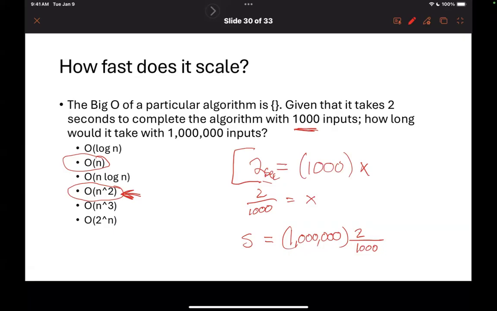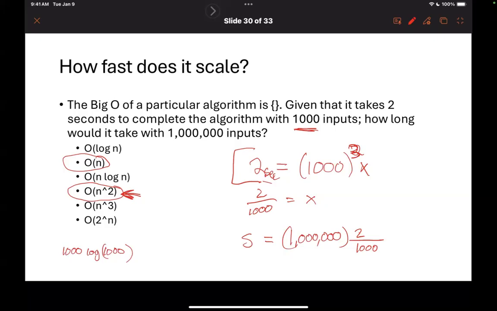Congratulations, that's a test question. So to change it for O of n squared, we square the size of our input. To change it for O of n cubed, it's 1,000 cubed. To change it for n log n, it would be 1,000 log 1,000. That makes sense?